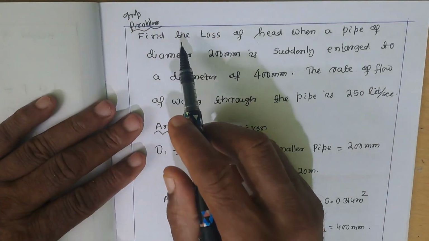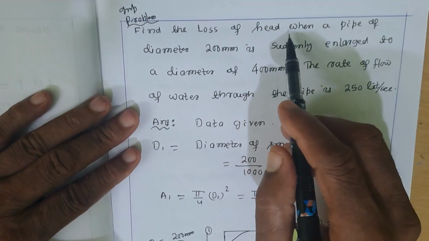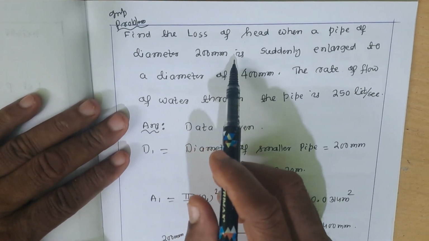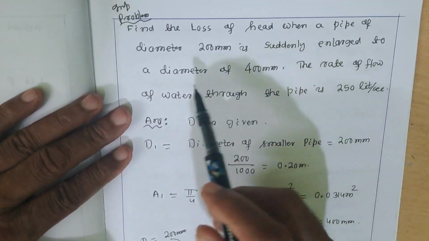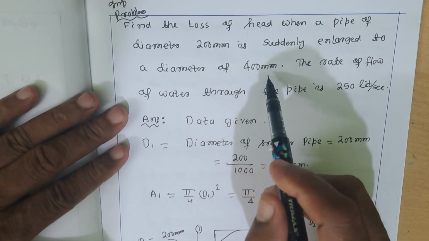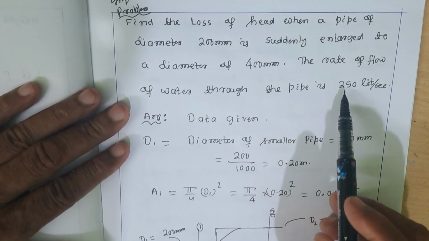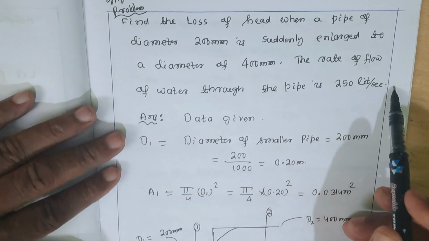Today I will solve two problems. One problem is from minor energy loss and another problem is the Venturimeter. First one is: find the loss of head when a pipe of diameter 200 mm is suddenly enlarged to a diameter of 400 mm. The rate of flow of water through the pipe is 250 liters per second.